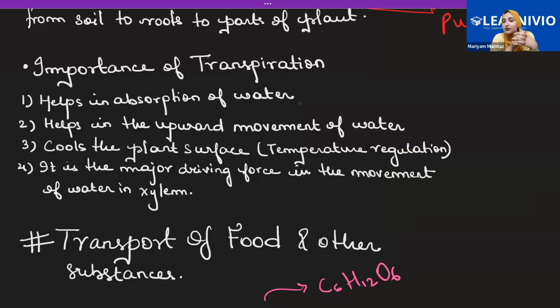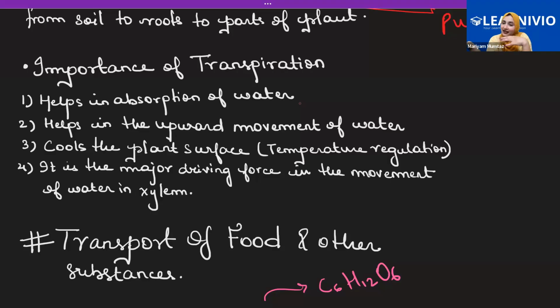But just like how we sweat, and that is our body's mechanism to keep us cool, in the same way transpiration performs temperature regulation in the case of plants. So it cools down the plant surface, and it is the major driving force in the movement of water in the xylem. Because if transpiration does not happen, the water molecules will not move that much. Clear?